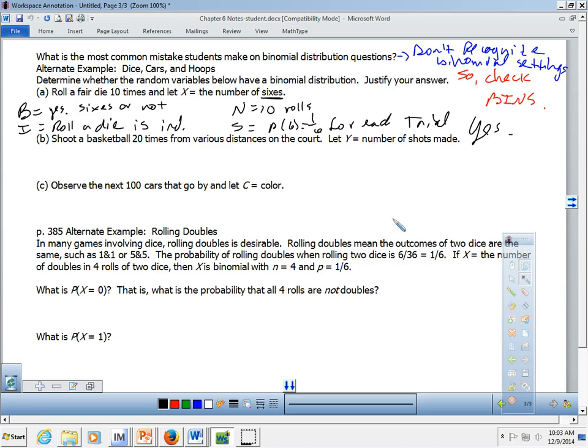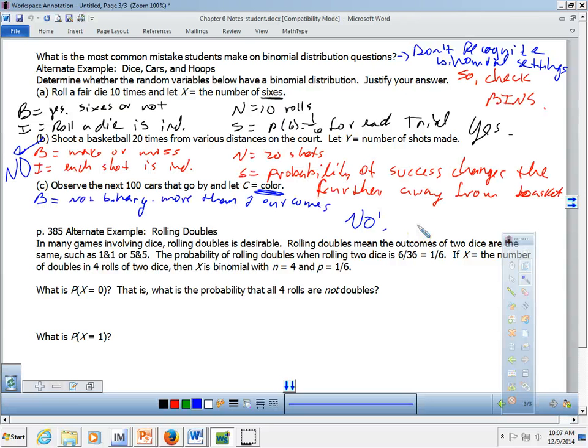What about B? Shoot a basketball 20 times from various distances on the court. Let Y equal the number of shots made. Think about it for a second. And then look at C also. Observe the next 100 cars that go by and let C equal color. Think about that for a second. Stop the video if you'd like, and then we'll check what you got.